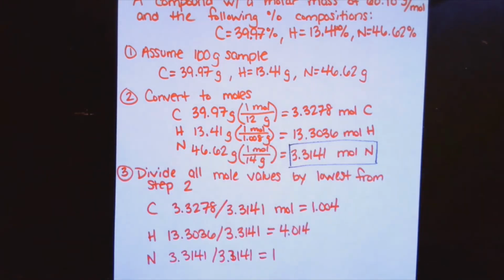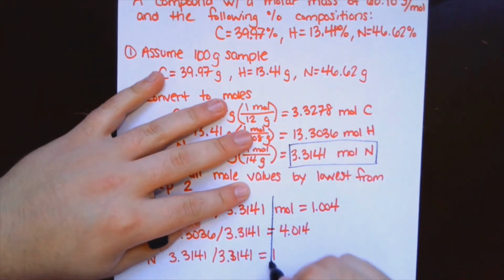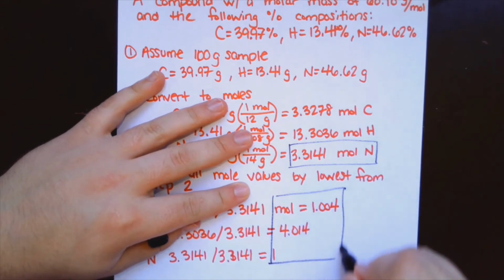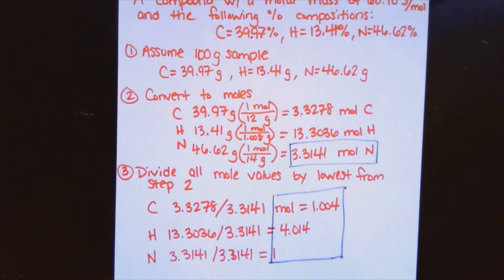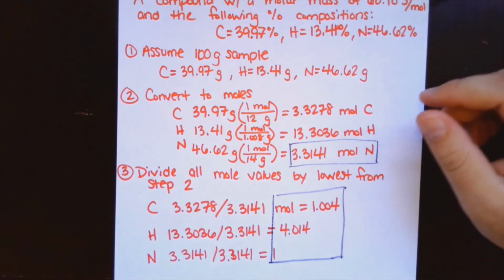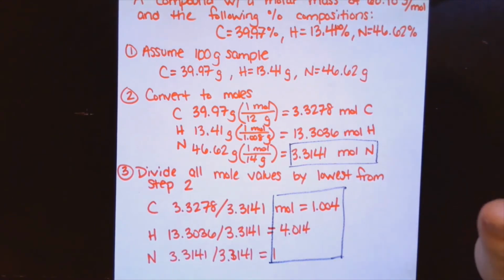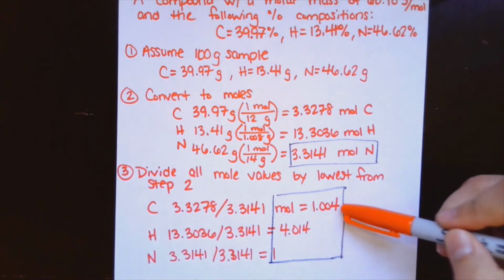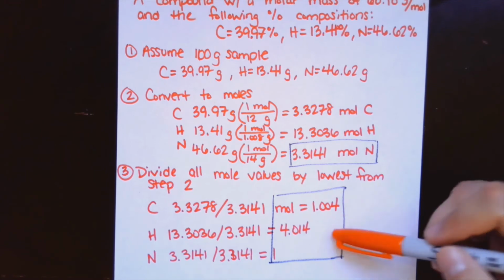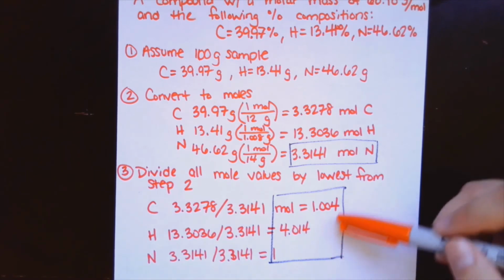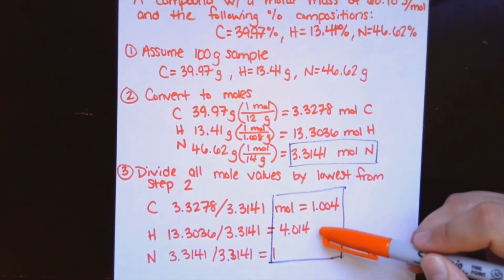Sorry, these are a little off-centered, but those 3 numbers are our molar ratios for the empirical formula. Now, if you see something like these 2 numbers, where they're just slightly off of a whole number, you can just round to the nearest whole number. So this is 1, and this is 4.